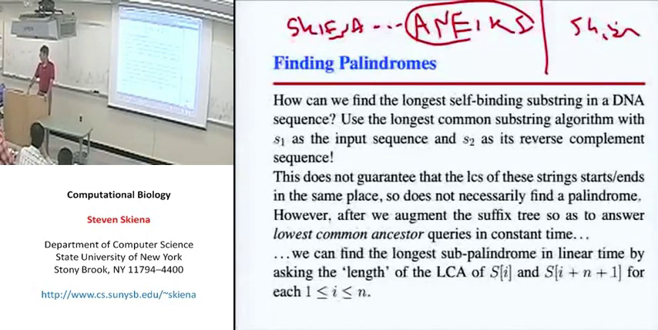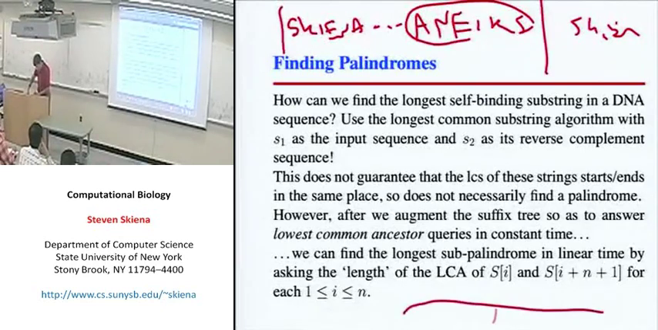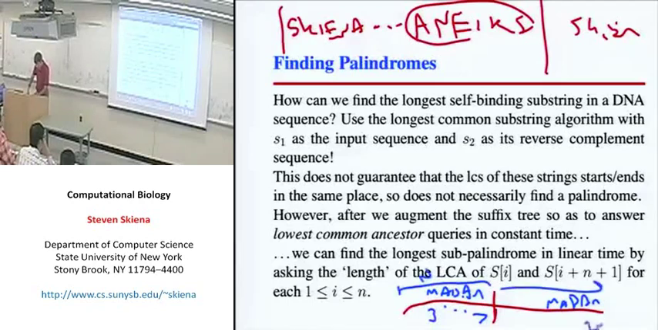Yes? What do you mean it has to be in the same place? Meaning, let's think what that means. Let's go back to my madam example. What does it mean to be in the same place? That's a good question. Here, madam existed in the third character through the fourth, fifth, sixth, seventh character. What is the right place for madam to appear here? If this is of length n, it's got to appear in basically the 2n minus third place, through the 2n minus seventh place. Does that make sense? Okay? So the problem is if I have Skiena and Akskiena, okay?